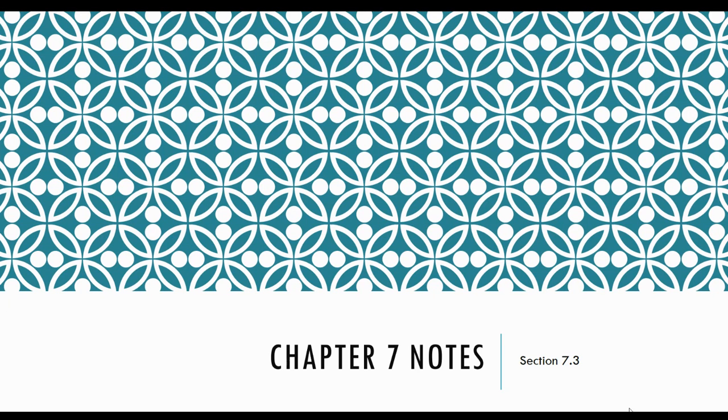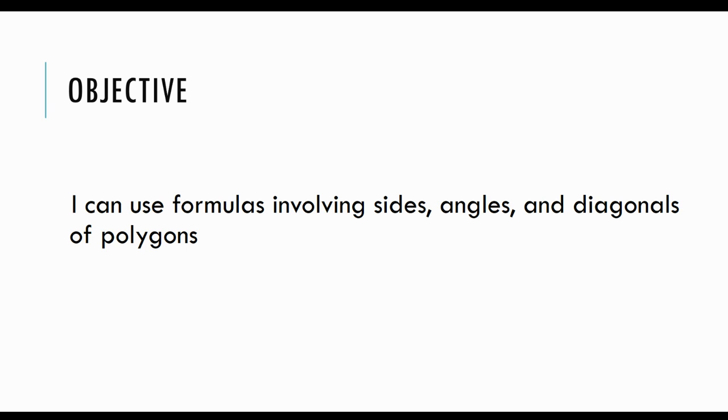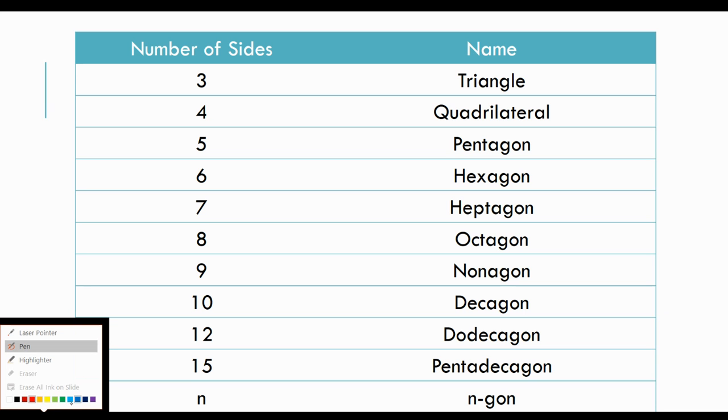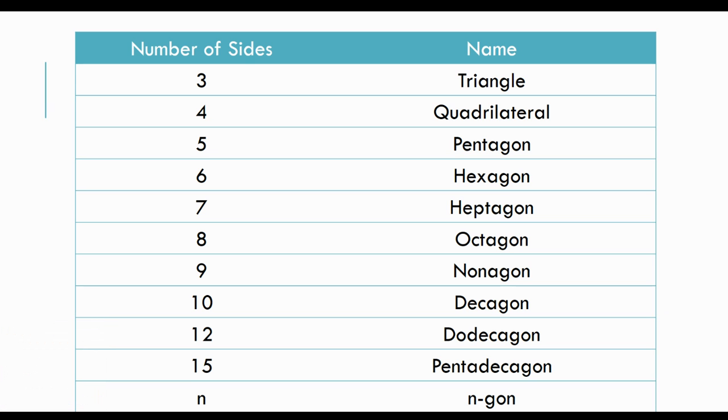Today we're going to look at section 7.3. This section is going to have us use formulas involving sides, angles, and diagonals of polygons. So we need to know the vocab dealing with polygons.